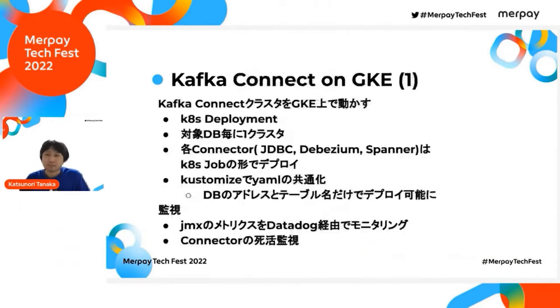Next is about Kafka Connect and Debezium. Kafka Connect and Debezium are running on GKE, Kubernetes. The Kafka Connect cluster is deployed using a Kubernetes deployment. Clusters are separated for each database, and each connector is deployed as a Kubernetes job. In order to save human resources and labor, we use Kustomize to group common settings in one place and write only the small differences, to make it easy to build a new CDC.